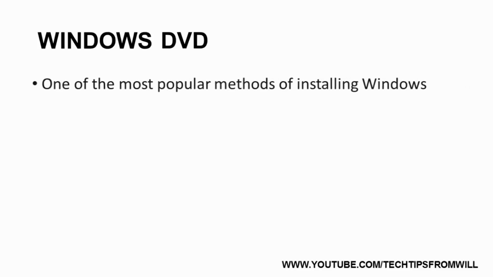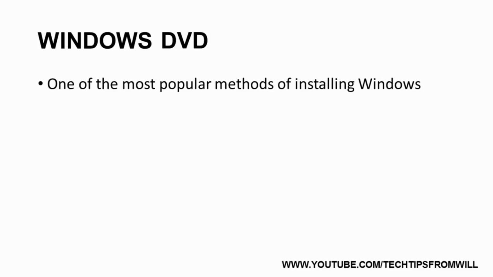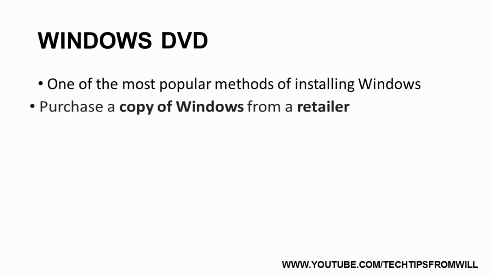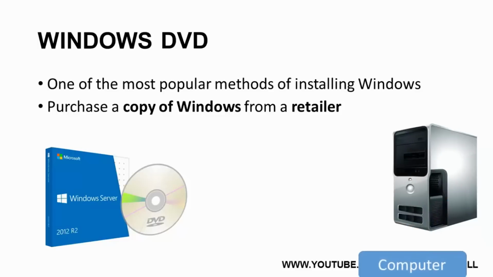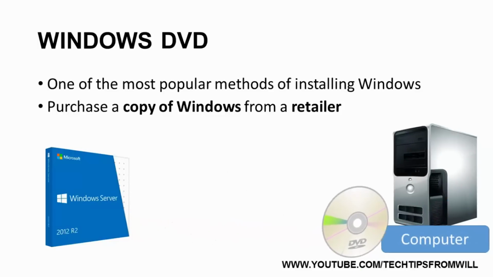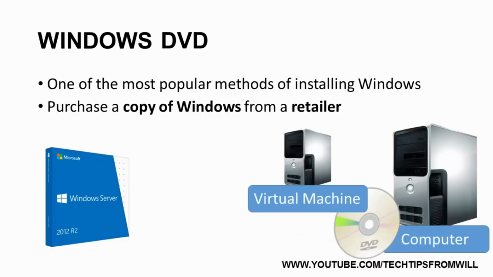For many years, the most common and arguably the most popular method of installing Windows is by using the Windows DVD. With this approach, you would simply purchase a copy of Windows from a retailer. When you purchase Windows in this way, you are purchasing a DVD which contains the Windows operating system. Installing the operating system is simply a matter of inserting the DVD into the computer and booting off it. Keeping to this tradition, virtual machines in Hyper-V also permit you to install an operating system using the DVD.